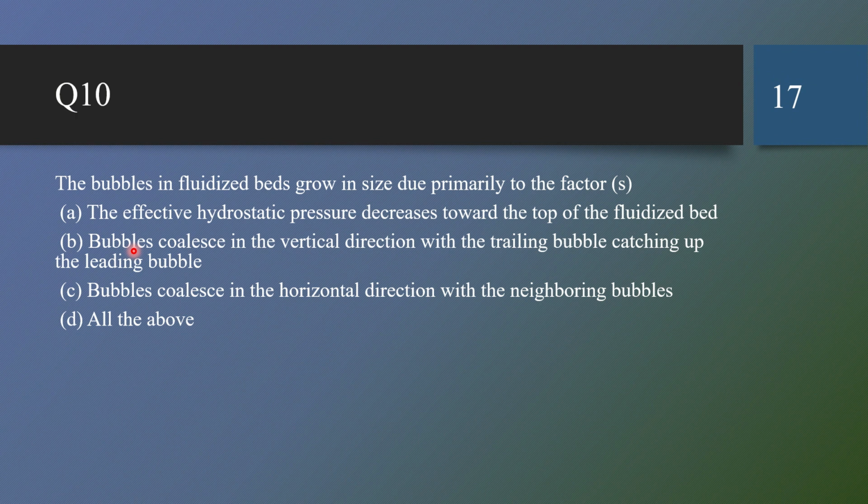Effective hydrostatic pressure decreases towards the top of the fluidized bed. That is true. And bubbles coalesce in the vertical direction also, whereby the trailing bubble moves forward and catches up with the leading bubble, and also in the horizontal direction with the neighboring bubbles. In all the directions, bubble coalescence takes place. So the answer to this question is all the above.